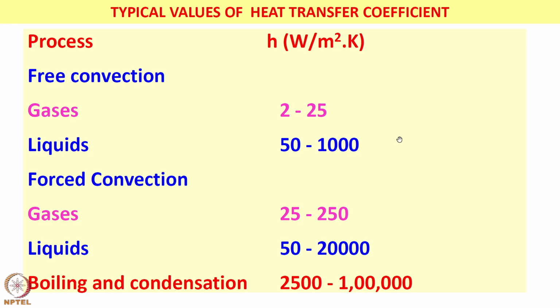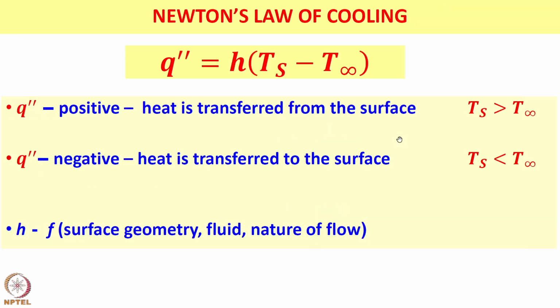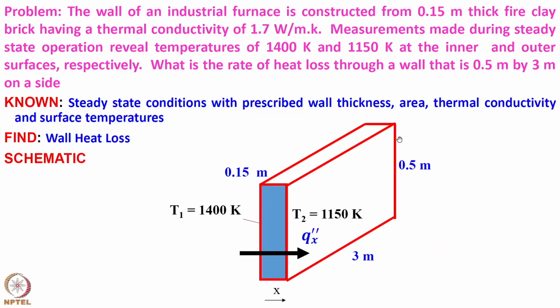Forced convection gases would be about 25 to 250. Liquids is 50 to, you could have very high heat transfer coefficients, but typically single phase and if you're talking of water etc., you would get around 300 to 400 watt per meter square Kelvin. Boiling and condensation provide very large values of heat transfer coefficient. So I'll just go to the conduction problem for you.